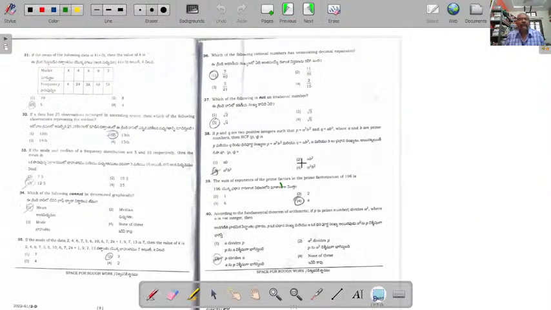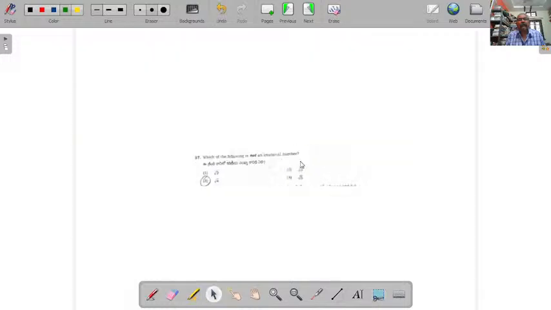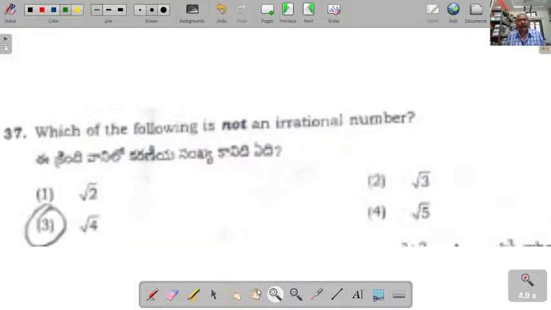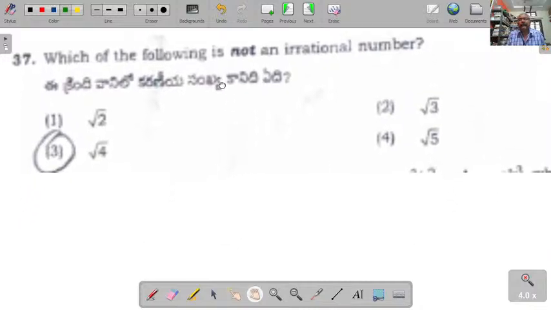So let us move to the 37th question. This is actually a concept based question. Let me read the question. Which of the following is not an irrational number?